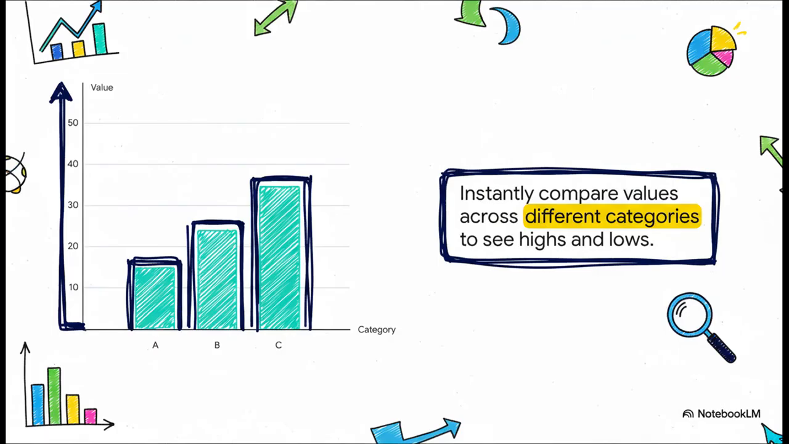And the result is just instant clarity. You can immediately see that category C is the biggest and A is the smallest. You don't have to read anything, you just see it. That's what makes bar charts so powerful.